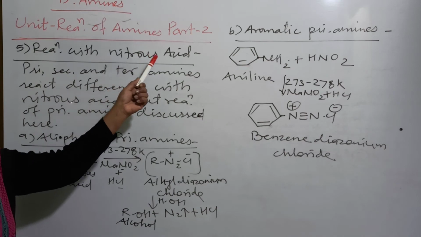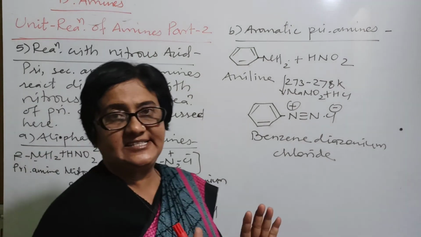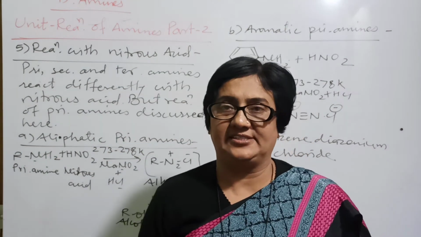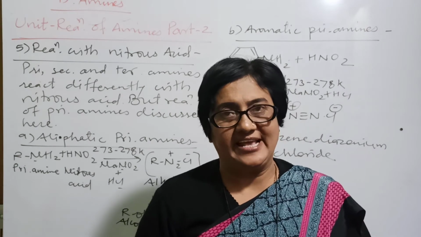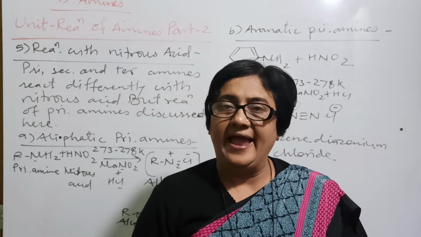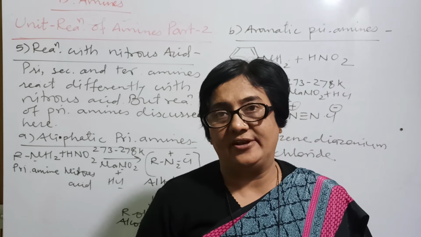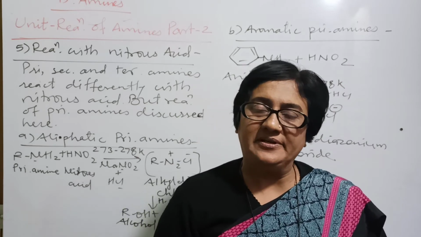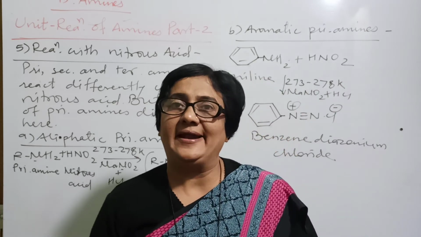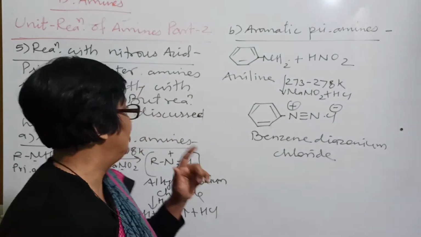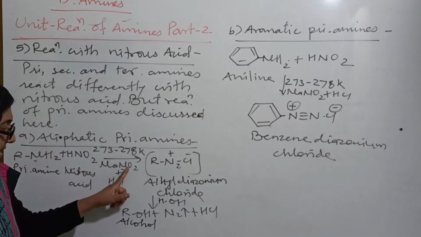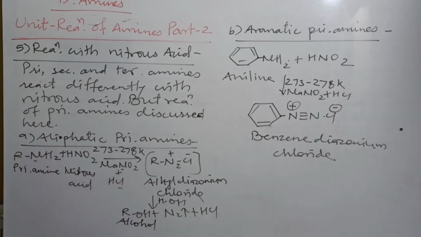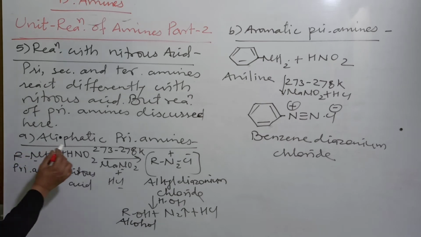reaction with nitrous acid. The nitrous acid is different from nitric acid. The formula for nitric acid is HNO3 and for nitrous acid is HNO2. It is not a stable compound, so it is prepared at the time of requirement, that is in situ, from sodium nitrite, NaNO2, and HCl, and the reaction takes place at 273 to 278 Kelvin.